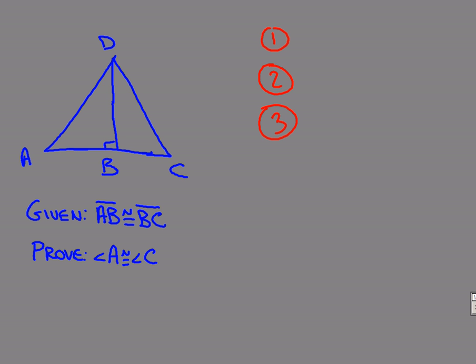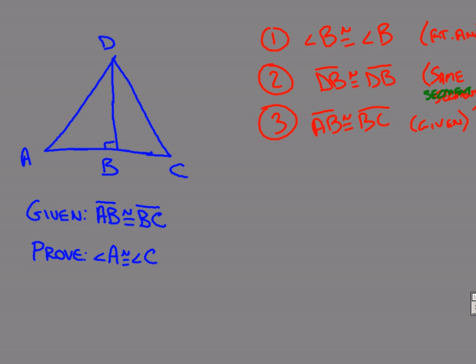So what we need to look at is, what three things are definitely congruent? Well, one thing we know, angle B must be congruent to itself. They're both right angles. In this picture, we also have the same segment, DB and DB. So those are the same segment. And then the last one we have here is that AB and BC are congruent, and that's only because it was given to us just like that. So we now have our three steps. We can now make a congruent statement.